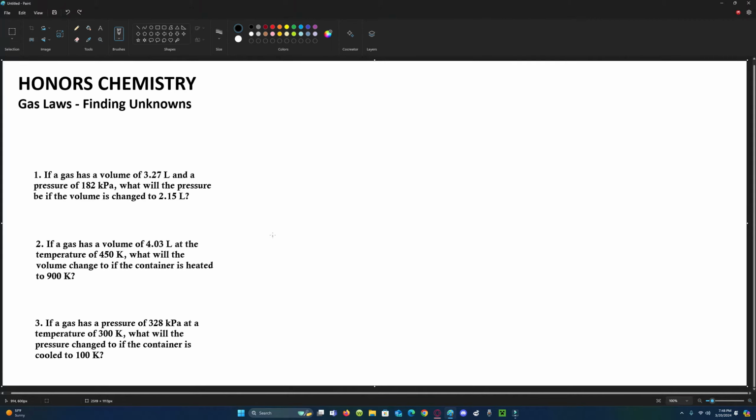If a gas has a volume of 4.03 liters at the temperature of 450 Kelvin, what will the volume change to if the container is heated to 900 Kelvin? So we don't know the volume. We only know that it's going to be 900 Kelvin on this side. So this is what our equation looks like.